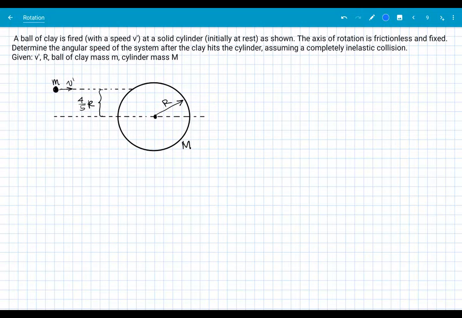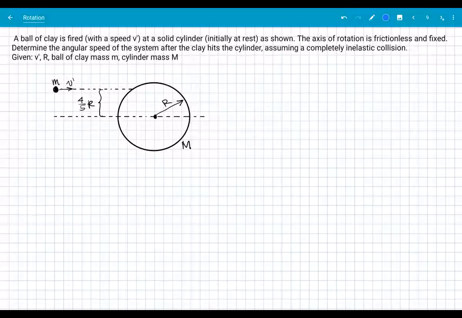In this problem, we have a solid cylinder that's initially at rest. So that's the big circle that you're seeing, a cross section of a solid cylinder. The axis of rotation is at the center of the cylinder and it is a fixed axis. So the center of mass of the cylinder is held in place due to a fixed axis. Okay, so the cylinder, we're not talking about something rolling here.